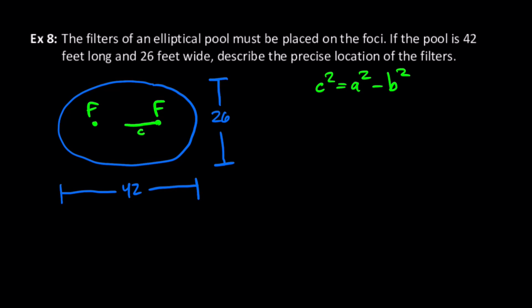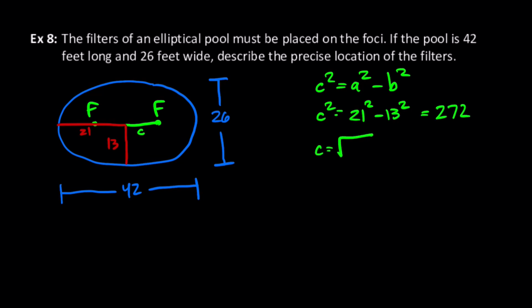What else do I know about this ellipse? Well, I do know A and B. You just have to remember to take half. So this distance here is half of 26, or 13. This distance here is half of 42, or 21. So my c² equation is going to be c² equals 21 squared minus 13 squared, which we'll just throw into the calculator, and that gives me 272. So c equals the square root of 272. To the nearest hundredth, I'll say 16.49.